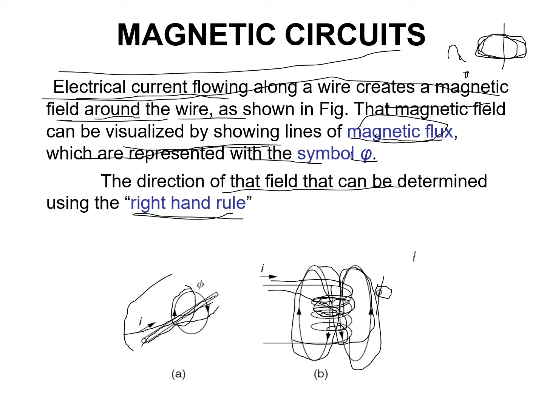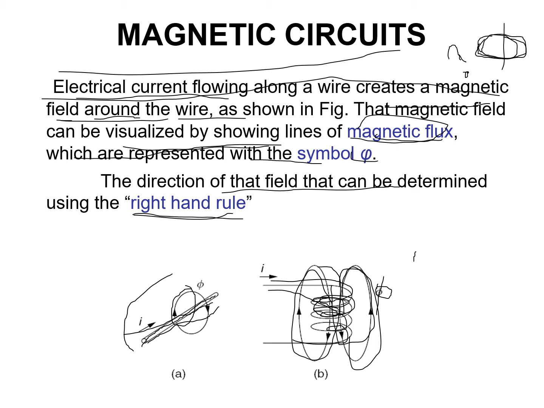Okay, so phi is defined as the magnetic flux. According to the law, whenever a current carrying conductor is encircled with a coil, it produces magnetic flux. So this is the magnetic flux phi.